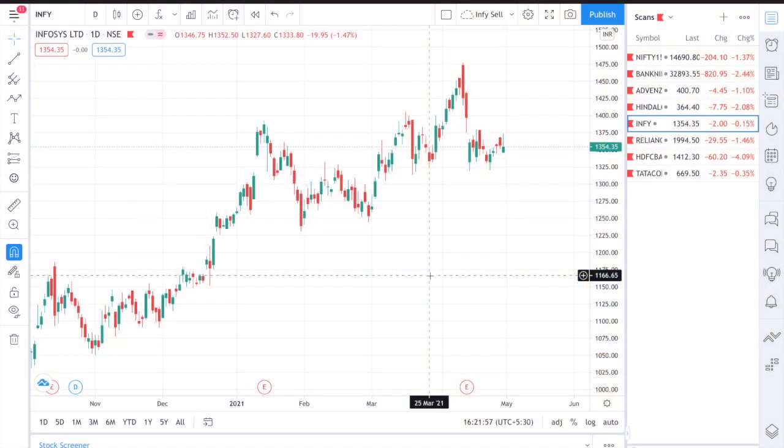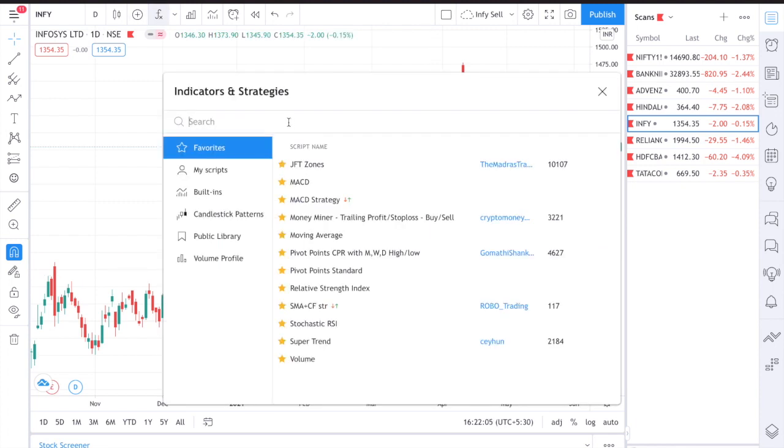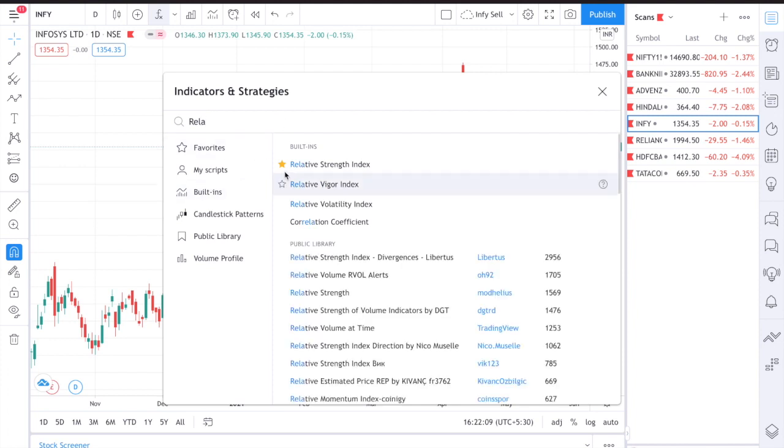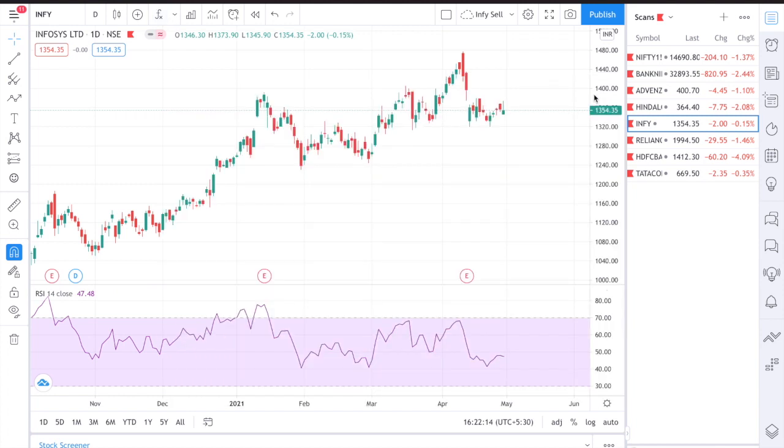Today we'll be discussing the RSI indicator. We have to log into TradingView, come up to the top to search for the indicator, and search for Relative Strength Index. This is the indicator I'm talking about. Let us plot it. As soon as you click it, the indicator will be available here.